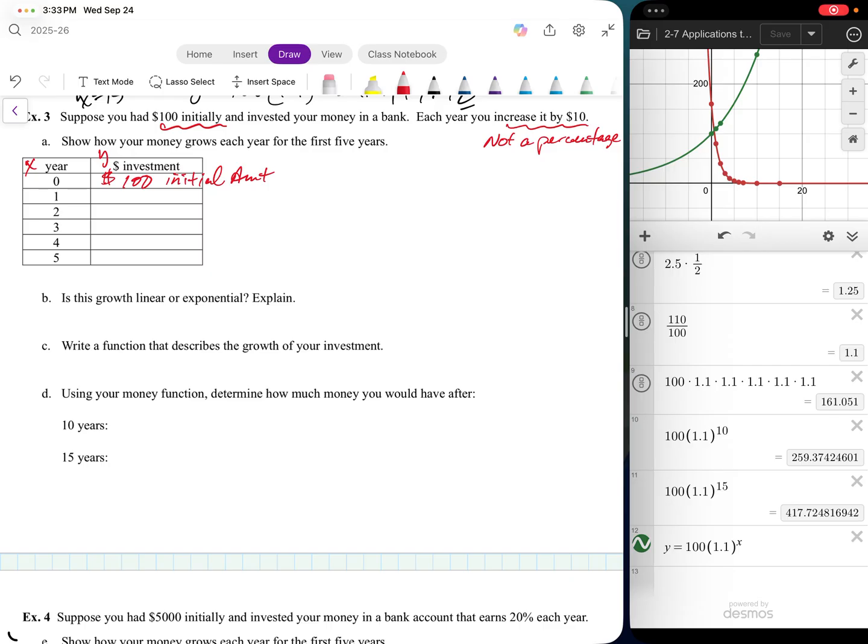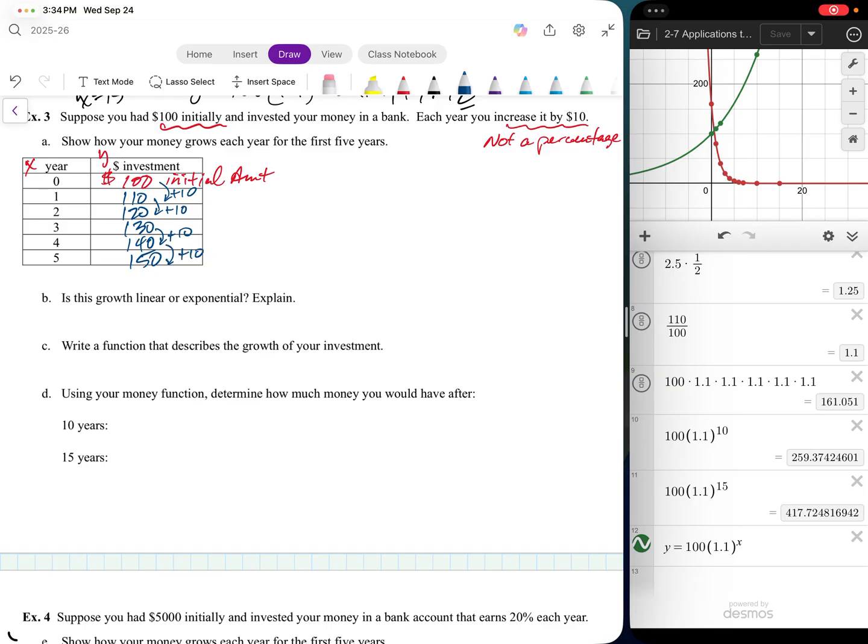So here we want to add 10. Add $10 every year. So plus 10. So you get $110 after the first year because it's an increase of $10, not 10%. And then you add 10 again. So plus 10, not times 10, plus 10. So it's 120 and then 130. And again, you're adding 10. So 140. So it's not growing very fast, is it? And then plus 10 is 150.